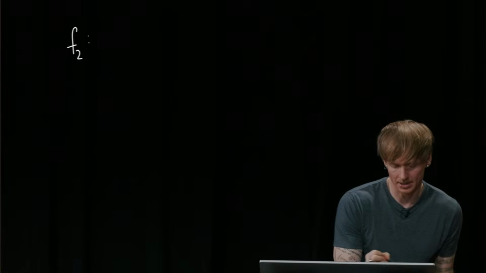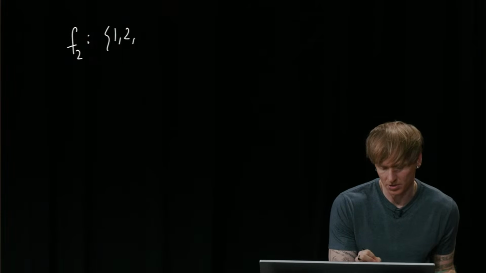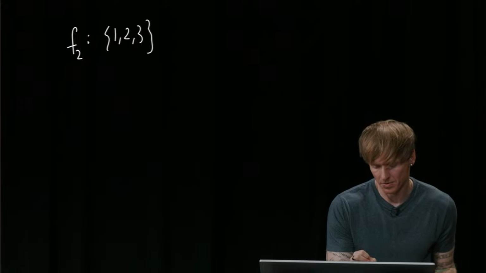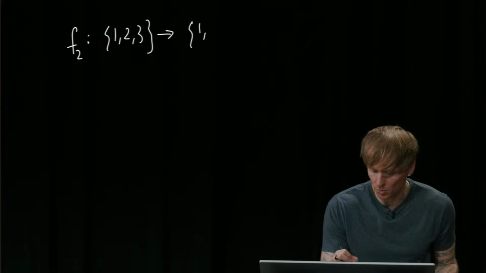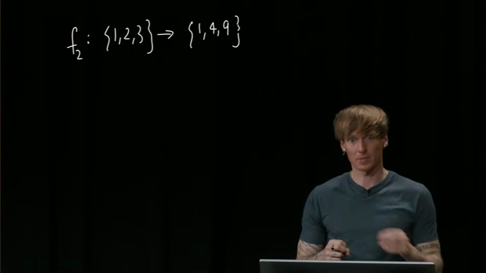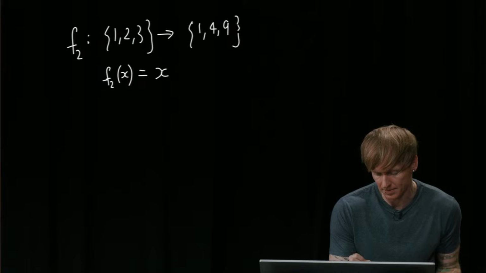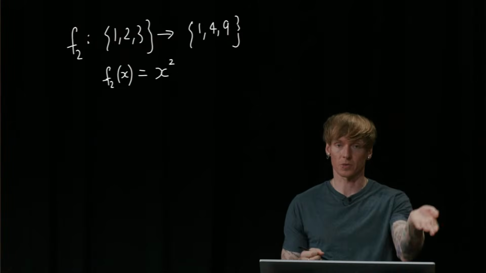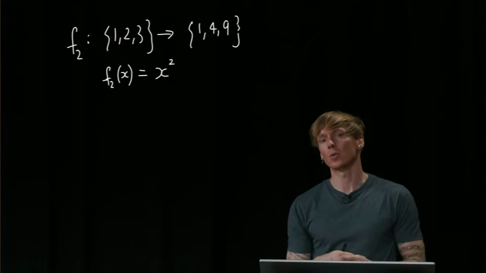Let's look at the same starting set, the same domain of 1, 2, and 3. But now I'm going to map into the codomain 1, 4, 9. So again, this is going to be the square function. f2 of x is going to be x squared. So 1 squared gives us 1, 2 squared gives us 4, 3 squared gives us 9. So forwards we are squaring the values.